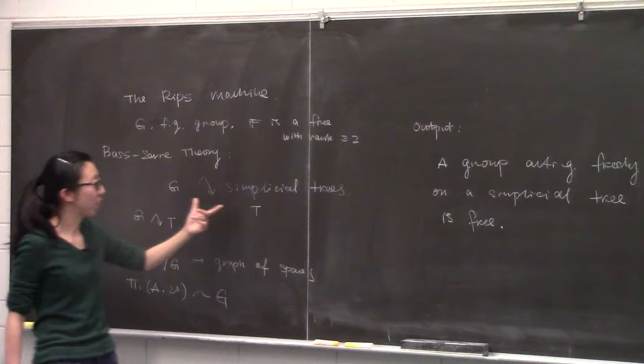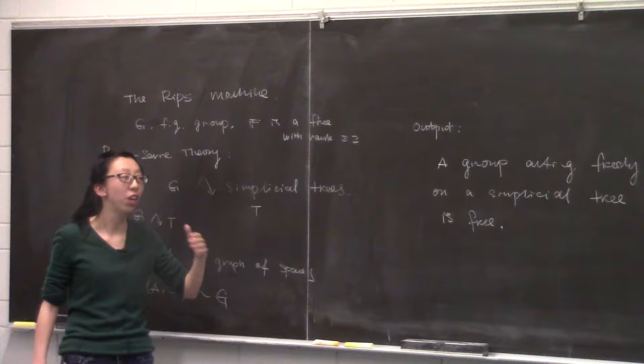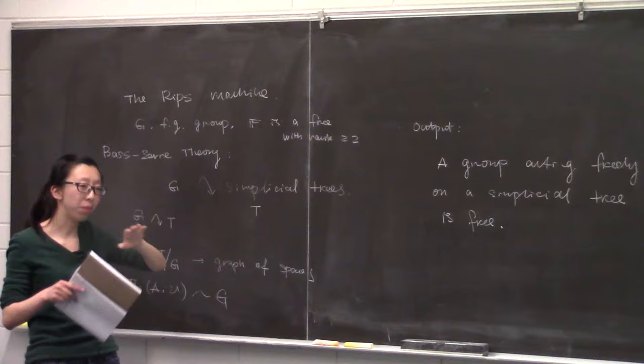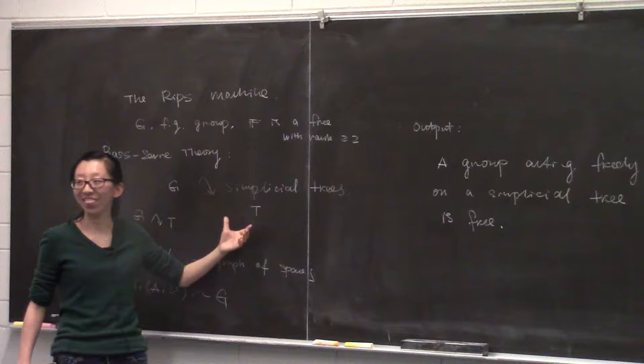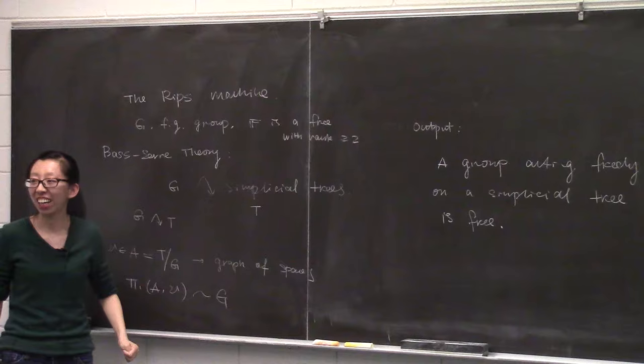What is a simplicial tree? That's a tree with edges and vertices. So that's a regular tree. You could think of it as an infinite tree, but the vertices should be discrete. It shouldn't be dense. In particular, a finite tree is a simplicial tree. There are more general trees, R trees and order trees.